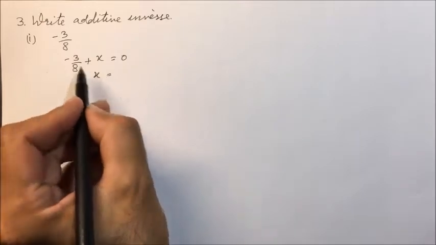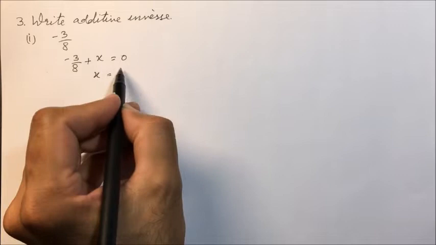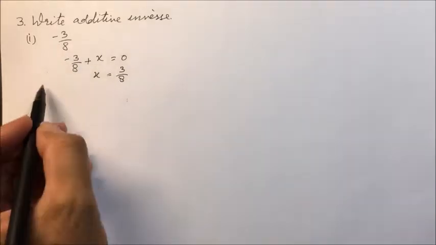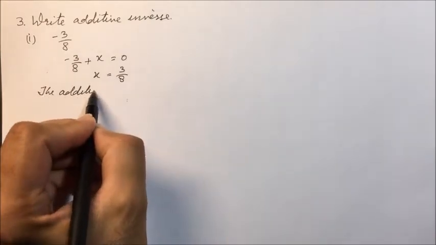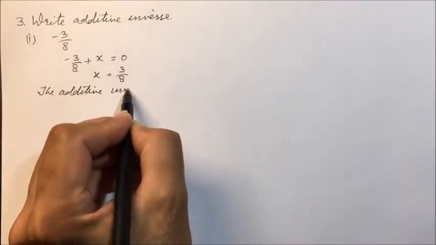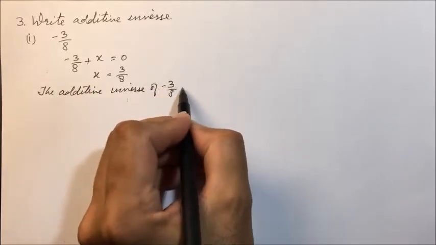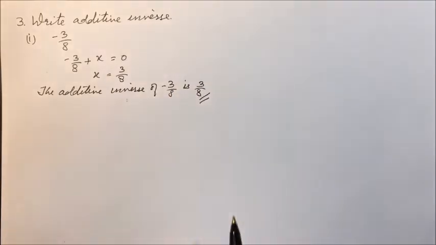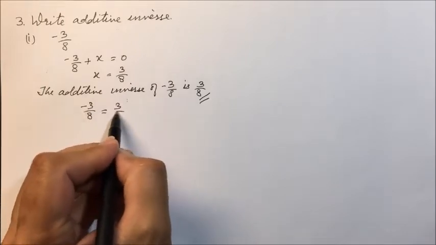So x will be equal to how much if we take this on this side? From LHS we take on RHS, it will become positive 3 upon 8. So additive inverse of this is 3 upon 8. So next step we will write the additive inverse of minus 3 by 8 is 3 upon 8. Don't write minus 3 upon 8 equal to 3 upon 8.